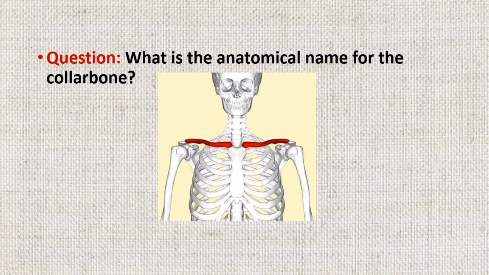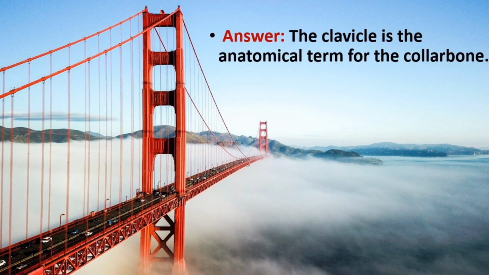Question 7. What is the anatomical name for the collarbone? The clavicle is the anatomical name for the collarbone. It's called so because most clothes with collars lie on this bone.